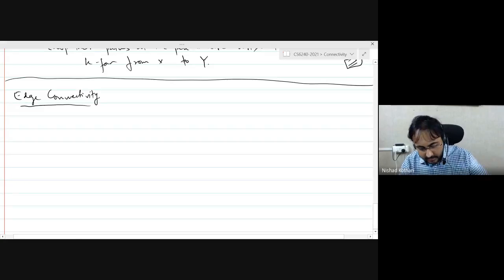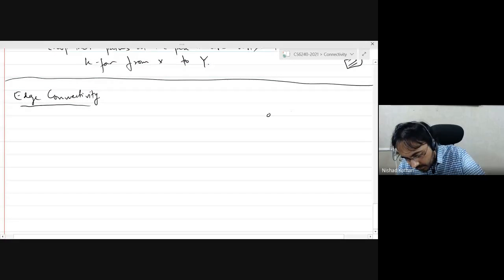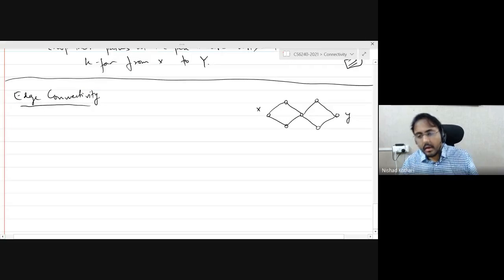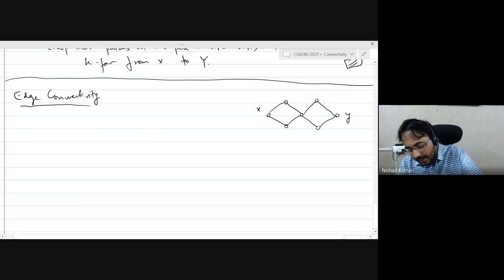Okay, so I'll just give you a quick example. Consider this graph, X and Y. Notice that if you're looking for internally disjoint paths here between X and Y, you cannot get more than one path, right? Any two paths will share this vertex. So P of xy, which is the maximum number of pairwise internally disjoint paths between X and Y, is equal to 1.